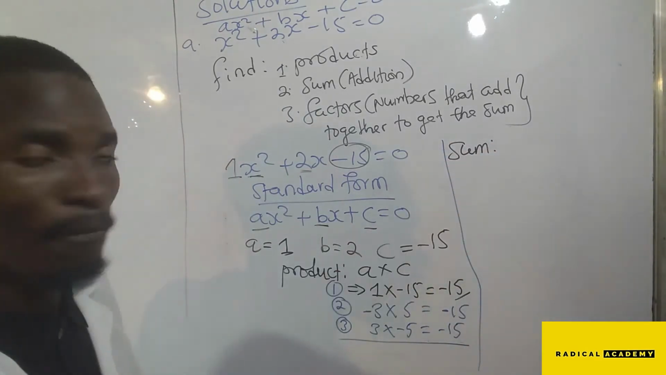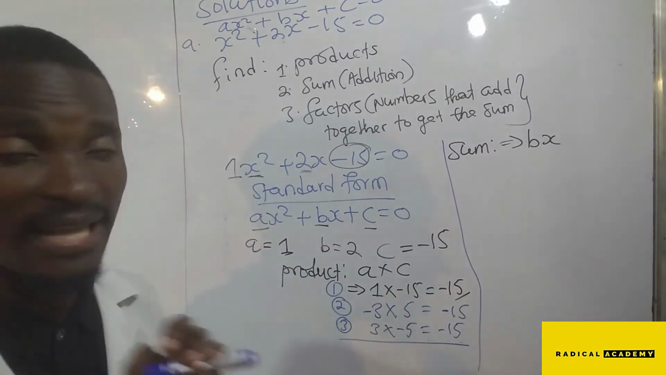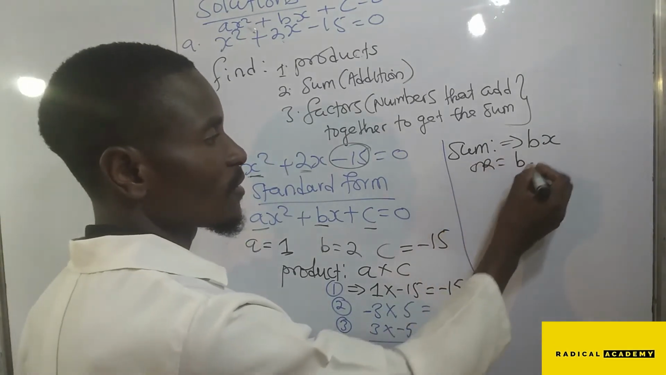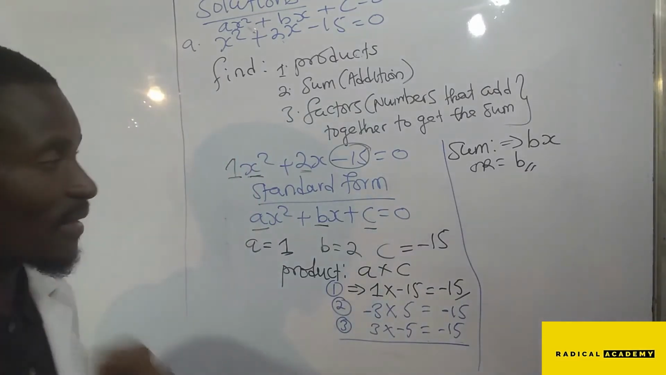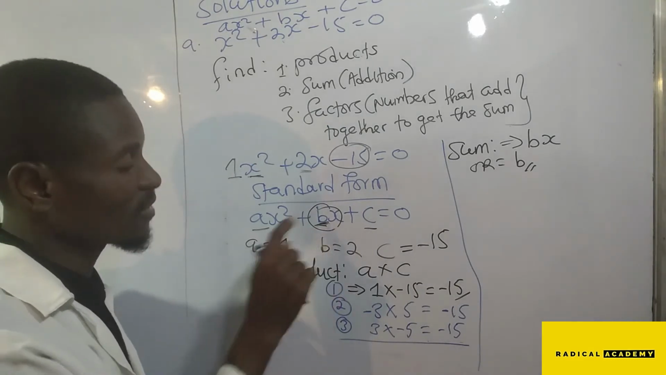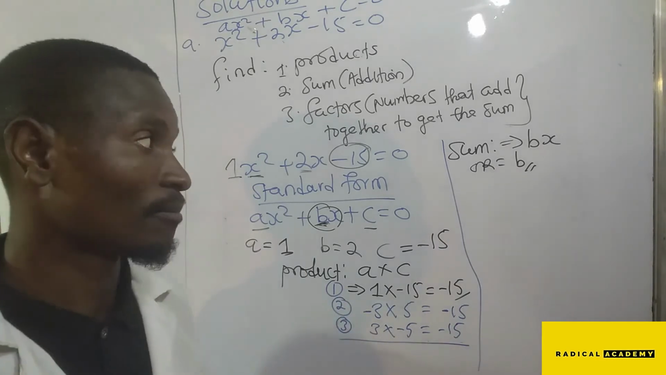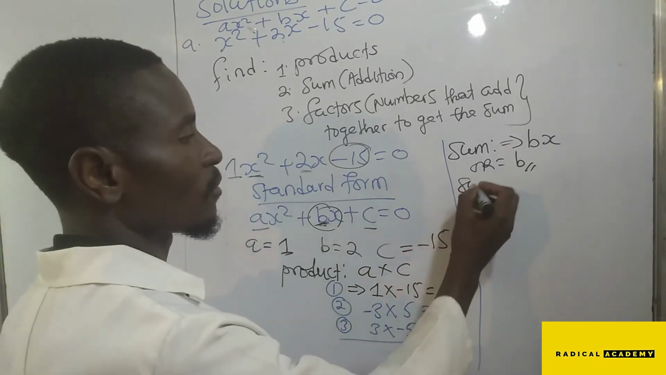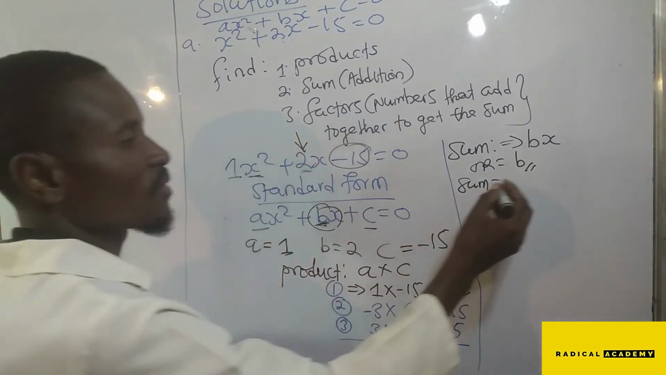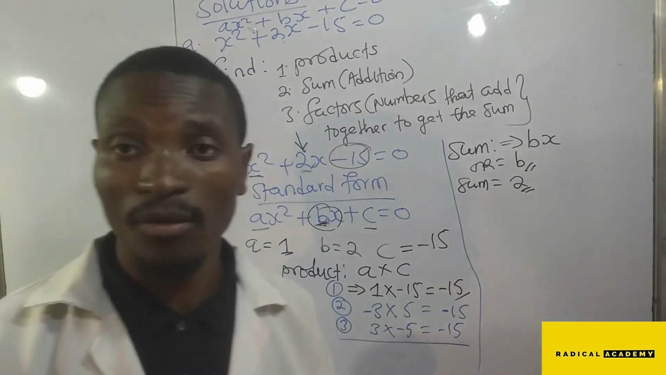Now the sum is normally equal to b in the standard form. So in the standard form, we have got this one. The coefficient of x, which is just b, is the number that gives us our sum. So our sum is going to be that one. Okay, so that is our sum.